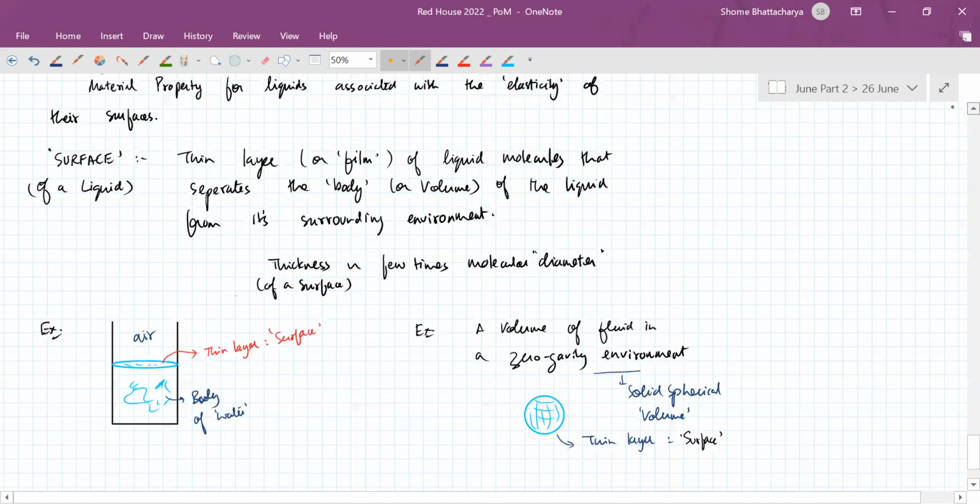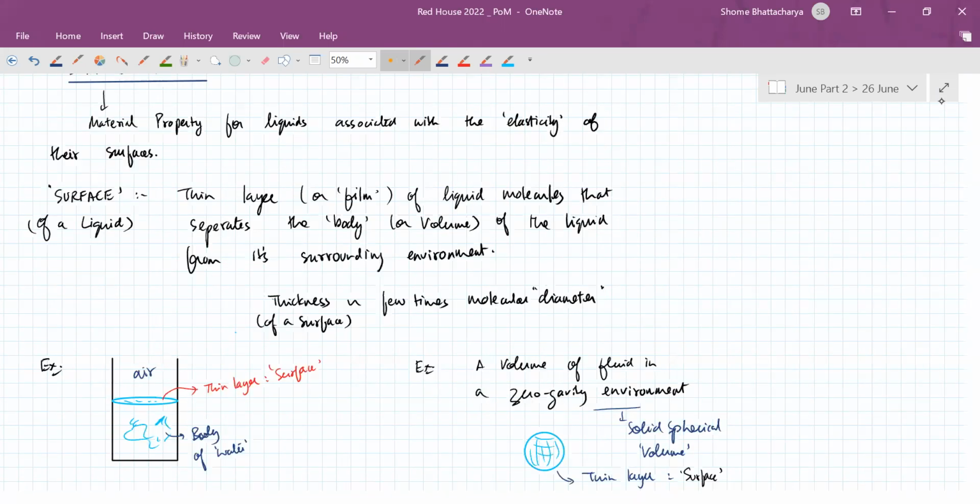We'll discuss that next. Again, it has to do with the nature of intermolecular bonds and intermolecular forces, which in this case are called the adhesive forces. Cohesive and adhesive, two types of forces.